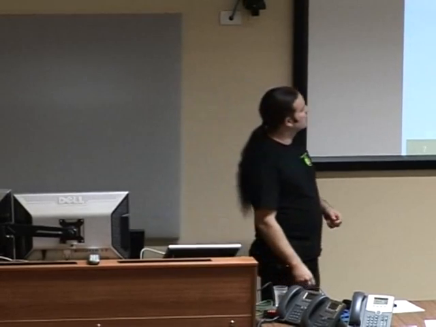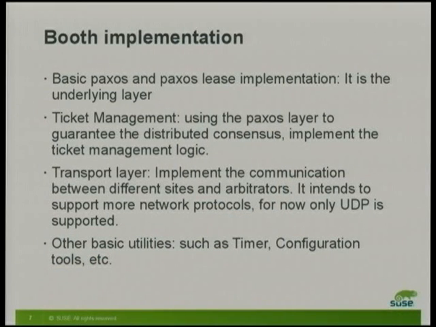Ticket management builds on top of the Paxos layer. Transport between sites is via UDP at the moment. When these slides were written, support for more protocols was planned. If you grep through the source code, you'll see some functions that are suspiciously named TCP and SCTP, so there's something going on there, but for now, UDP.